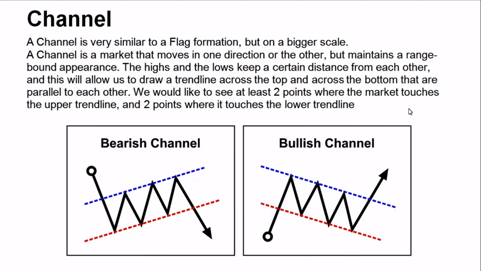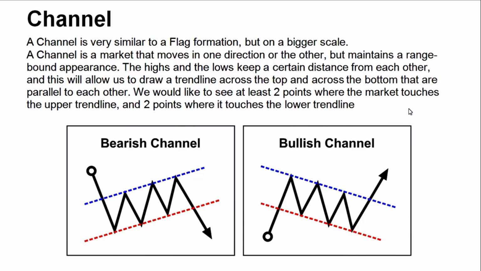So it can be range-bounding bullish, or it can be range-bounding what? Bearish. So the highs and the lows keep a certain distance from each other, right? So on this channel, though I'll still show you guys on an actual chart so you can understand what I'm trying to explain, but I'm going to give you a highlight on how a channel looks like.